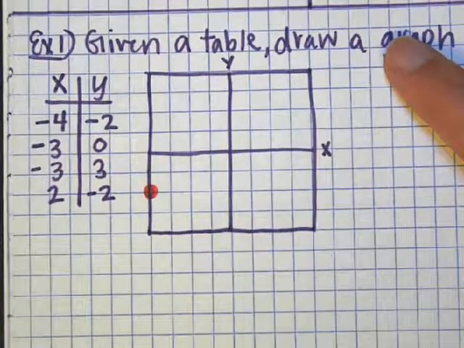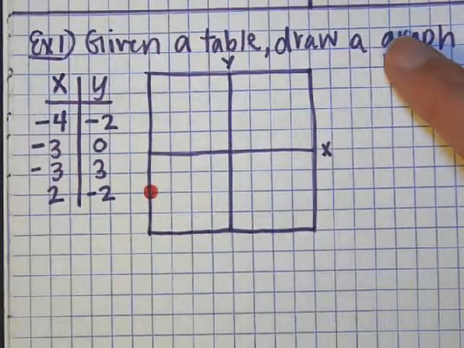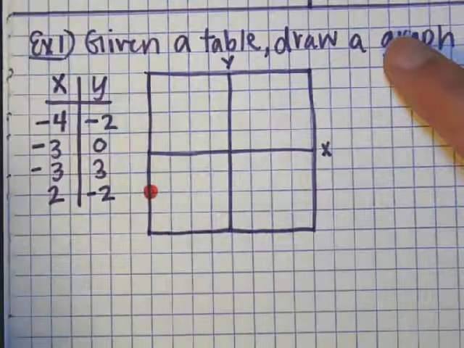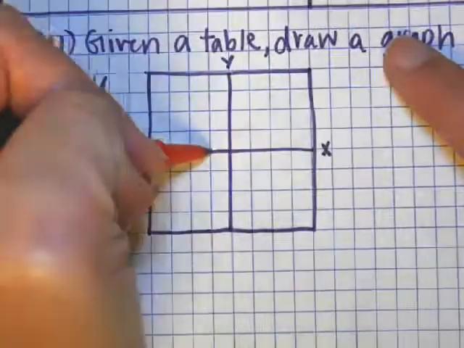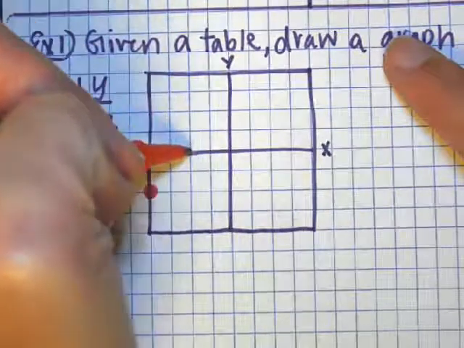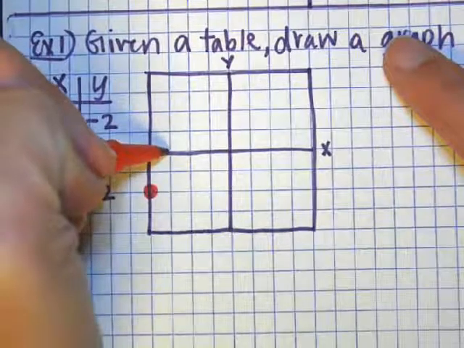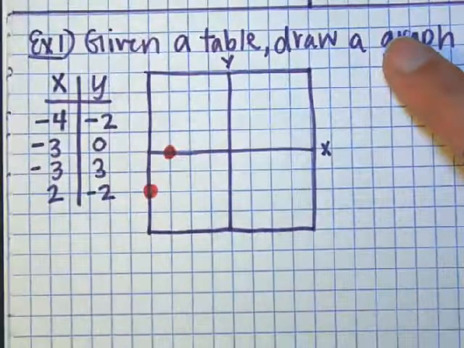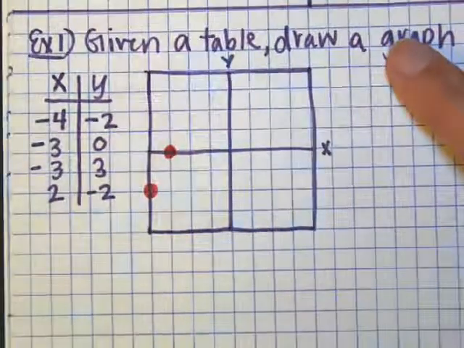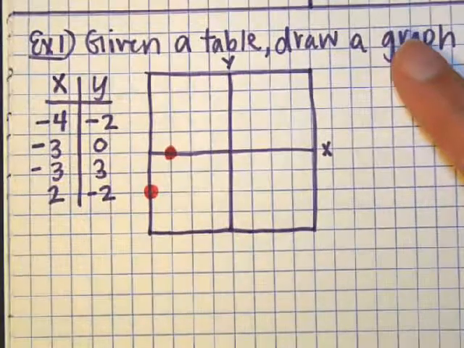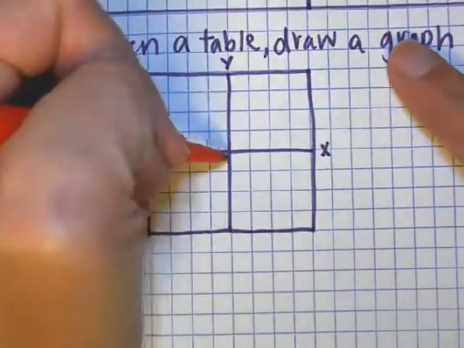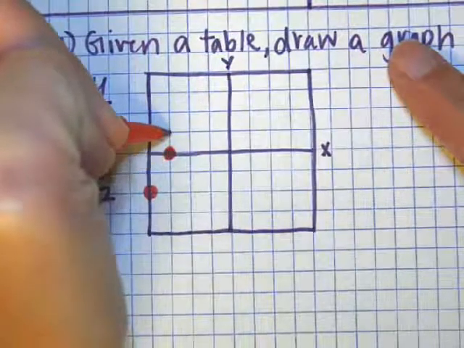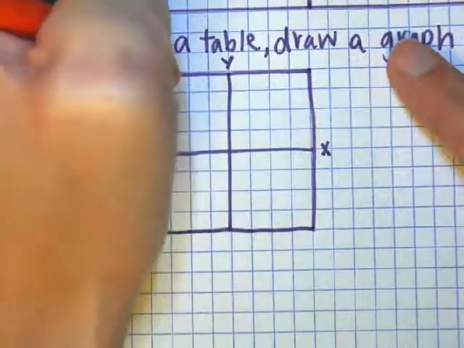My next ordered pair that I'm going to plot is -3, 0. Anytime we're plotting a point, we start in the middle. My X is -3, so I'm going to move backwards, 1, 2, 3. My Y is 0, so I'm not going to move up or down. It's going to stay put right there. The next ordered pair I'm going to draw is -3, 3. Start in the center. X is -3, so I'm going to go backwards 3. Y is +3, so I'm going to go up 3 and put my dot.